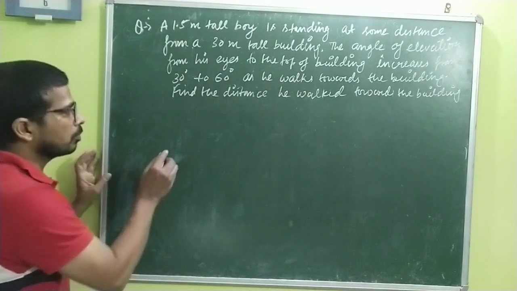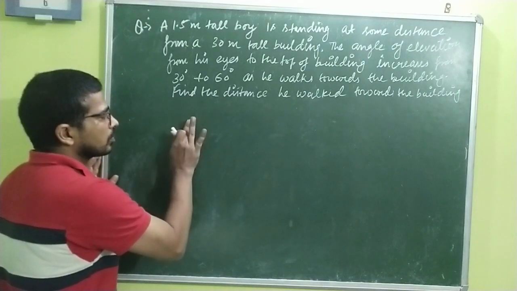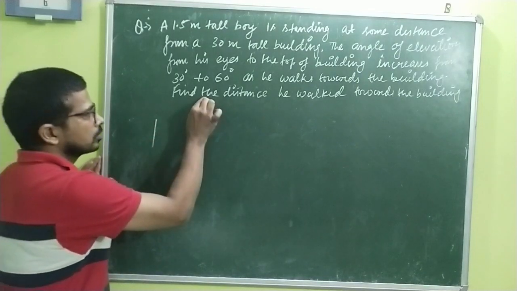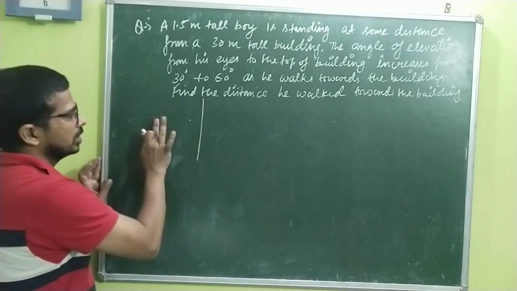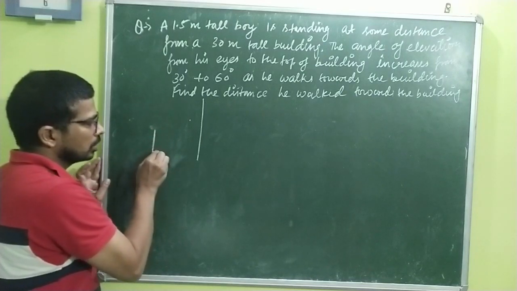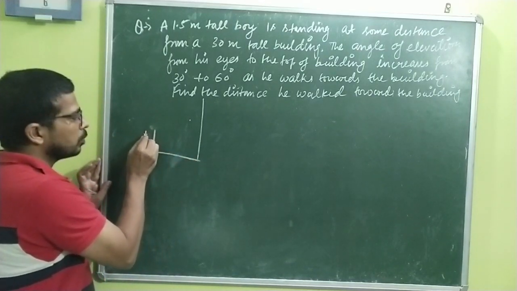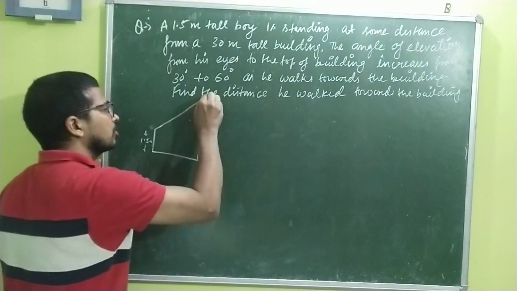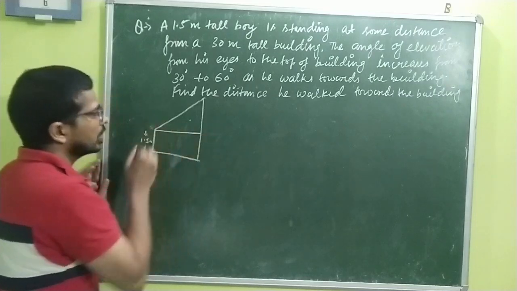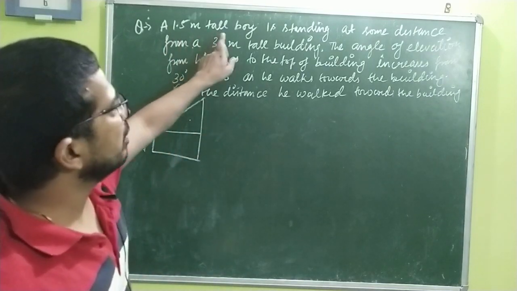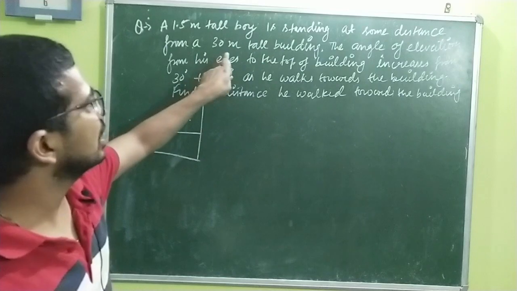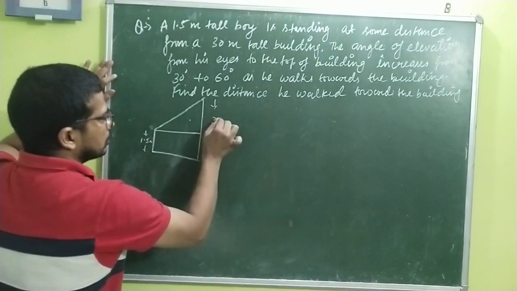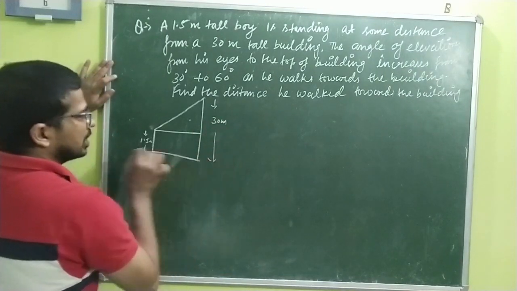If it is made through the ground, we have to make the figure from the ground. But now the question, what is the important part? I am making the figure a little bit smaller like this. Say this is a 1.5 meter boy who is seeing the top of the building from here. A 1.5 meter boy is standing at some distance from a 30 meter tall building. ठीक है, this total is 30 meter.